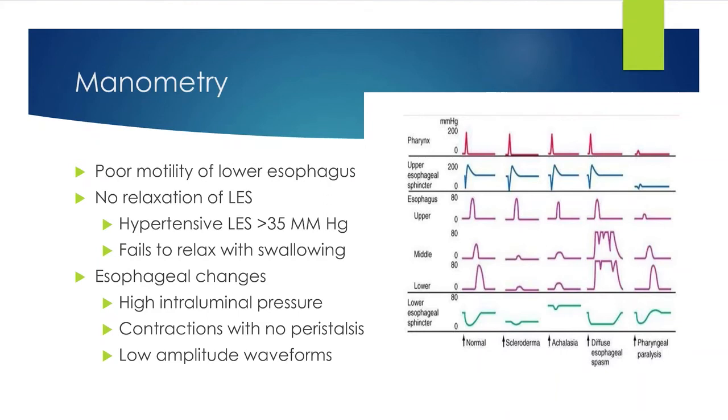And in here, this shows us the typical manometry of the esophageal wall and lower esophageal sphincter. And in here we have the typical pattern of achalasia with a hypertensive lower sphincter and also the low amplitude and the ineffectual contractions of mainly the middle and lower part of the esophagus.